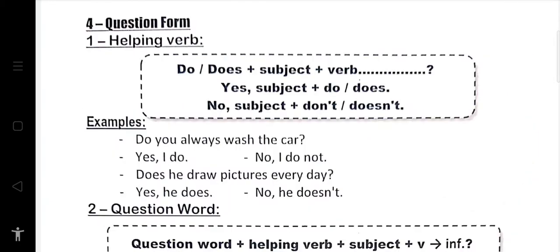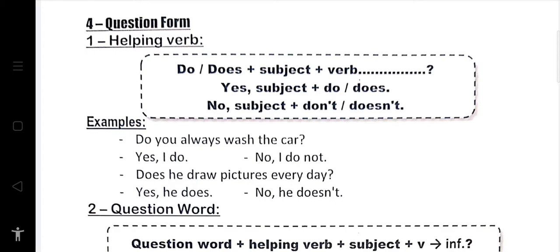What about the question form? We have two different kinds of question forms. The first one, the yes or no question, a question which begins with the helping verb. And if we talked about this one, we have to know that the question must begin with do or does. And the answer must include yes or no.